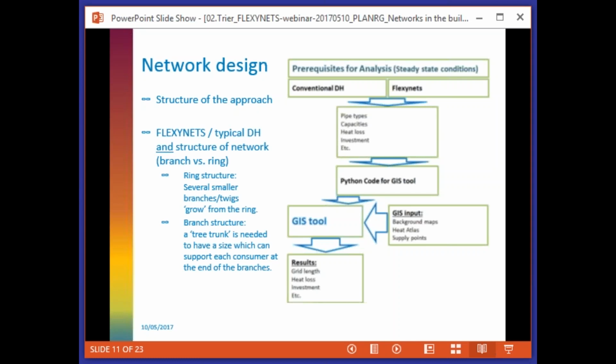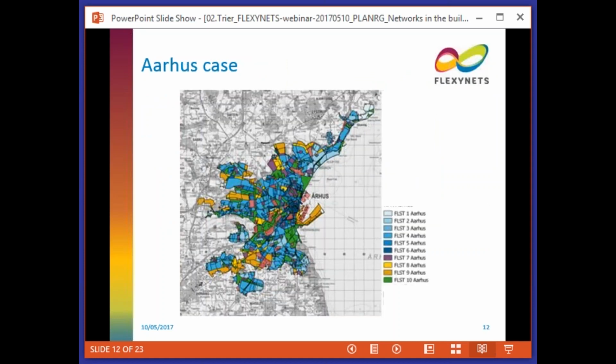a traditional tree structure, where we have branches going out from the center part where the supply point is, typically the district heating plant. We compare that as one option with a ring structure, where we have a geographical ring throughout the town area, and several smaller branches or twigs sort of growing from that ring. And I will show examples of that in a minute.